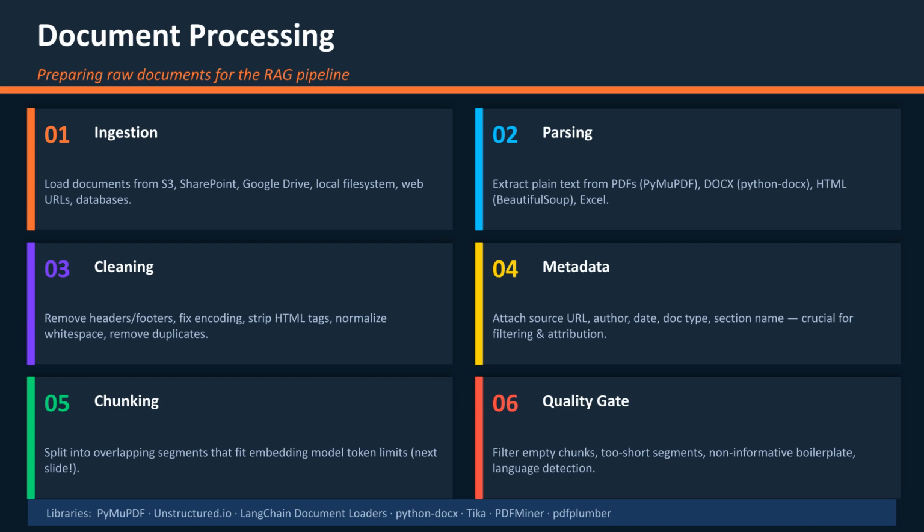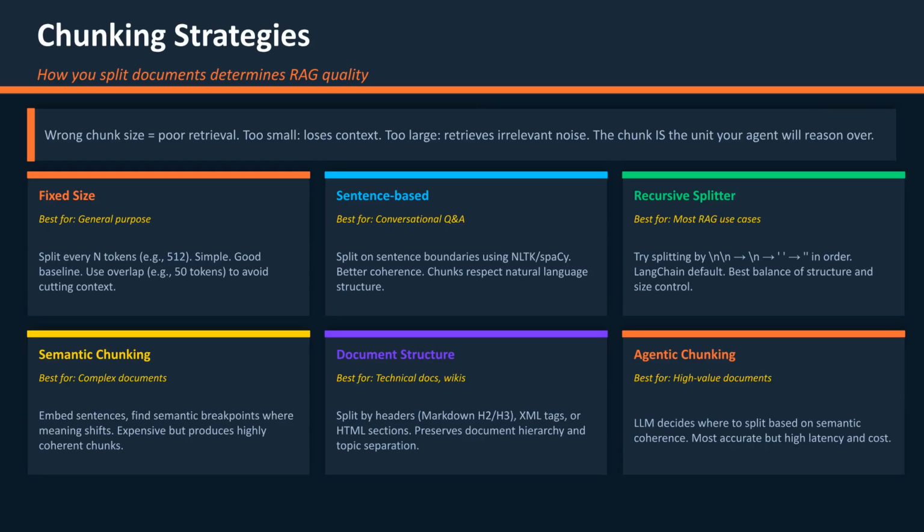It involves 6 steps: ingestion, parsing raw files, cleaning text, adding crucial metadata for filtering, chunking into optimal segments, and a quality gate to filter out bad segments. The size and coherence of your chunks heavily influence RAG quality. We explored strategies like fixed size, sentence-based, and the commonly used recursive splitter. Advanced methods include semantic chunking and agentic chunking, which use the LLM to decide split points for higher quality context.